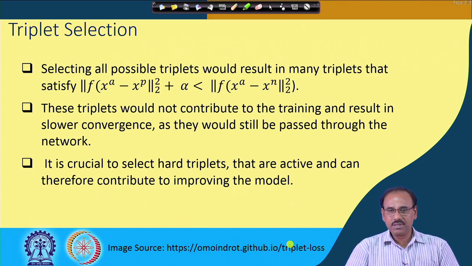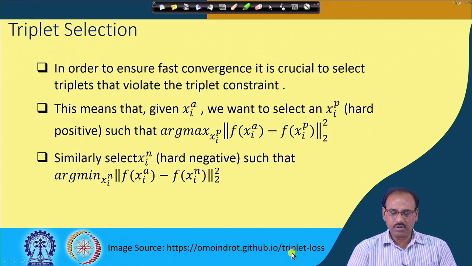There we have to try to find out the hard positive triplets and the hard negative triplets. That means we should find a positive sample whose distance from the anchor is very large, and a negative sample whose distance from the anchor is small, okay? These are the pairs which actually give you faster learning of this network. So selection of the triplet is also very, very important.